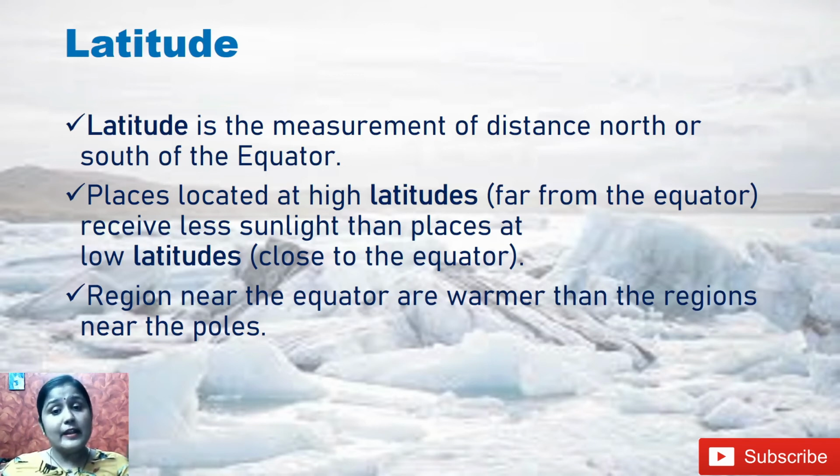The places located at high latitude receive less sunlight than places at low latitude. High latitude means far away from the equator, and low latitude means close to the equator. Regions near the equator are warmer than regions near the poles, and the reason is that sunlight falls in a slanting way on the poles and sunlight is falling directly on the equator. That's why the regions near the equator are hot.